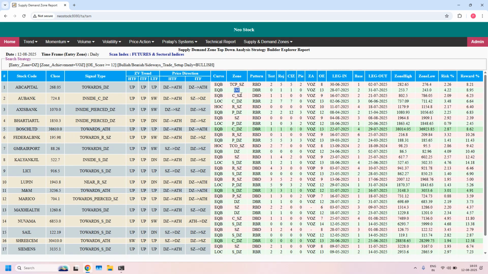Entry time frame zones are daily demand zones. Some of these zones are pierced zones. You can't use them for bullish trade setup, but you can use pierced zone strategy on these zones. Always look into the pierced column to find any pierced zones, especially in the demand zones, because the entry time frame zone is demand zone. Okay, first 17 stocks in the list.